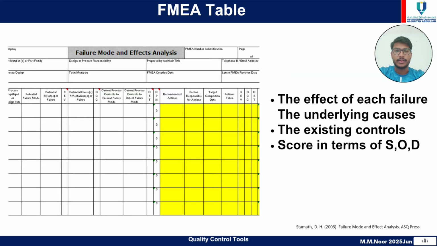In this slide, we have a realistic example of an FMEA table. Each row represents a different process step and the associated potential failure mode. We can observe the effect of each failure, the underlying causes, the existing controls, and then how all of this is scored in terms of severity, occurrence, and detection.